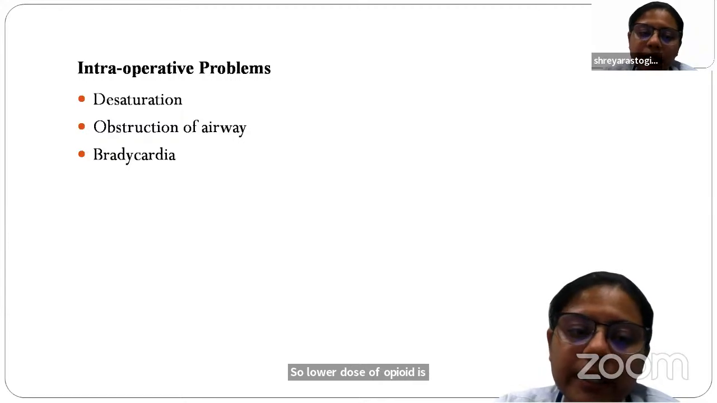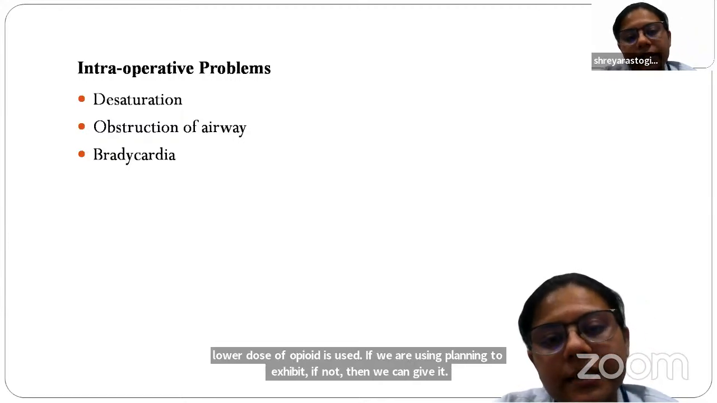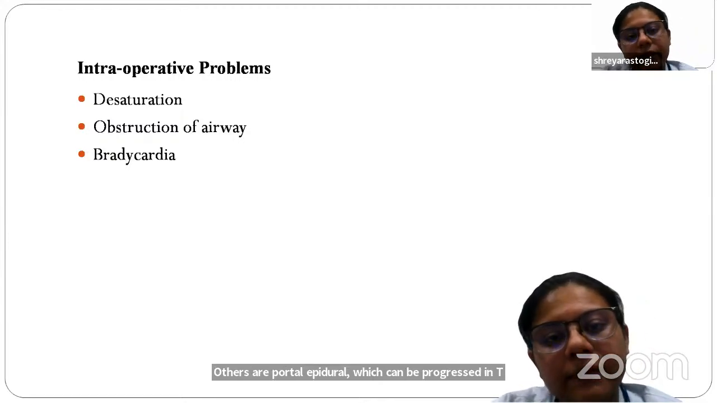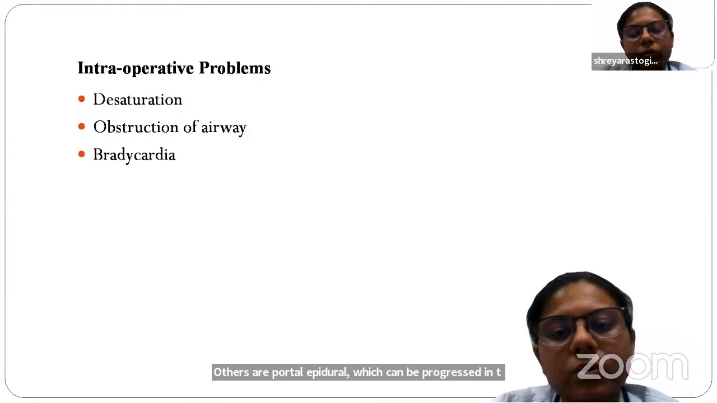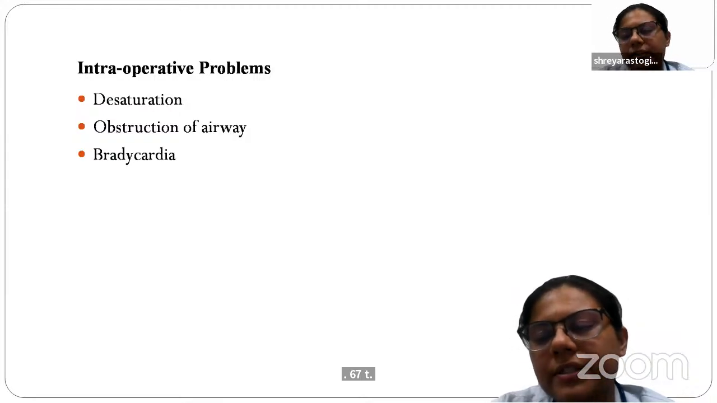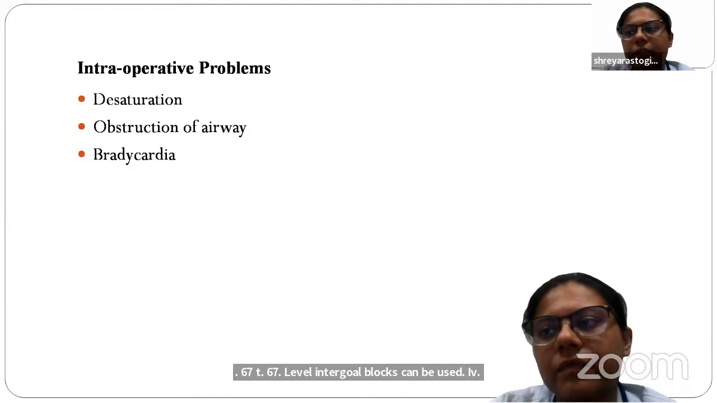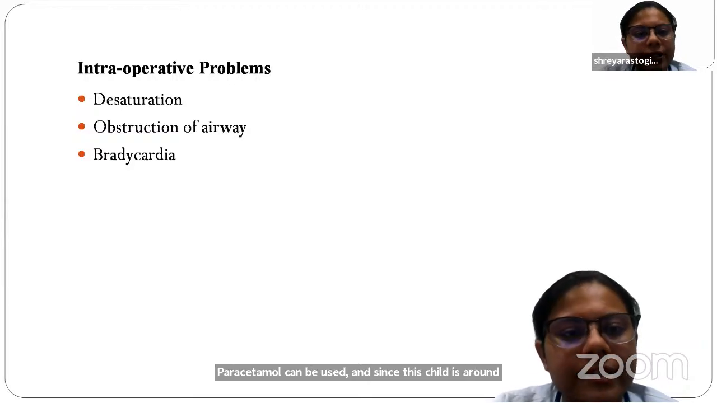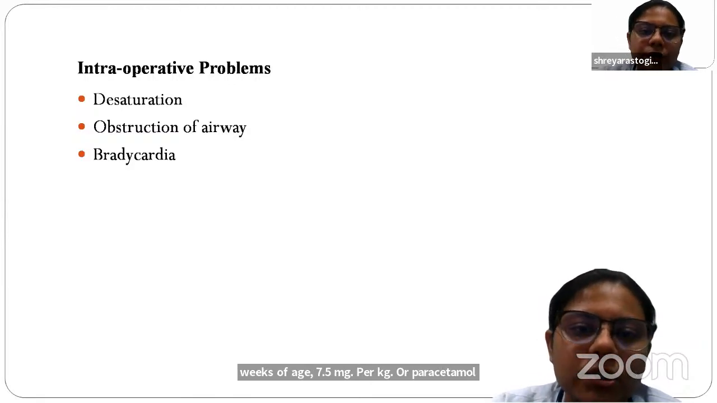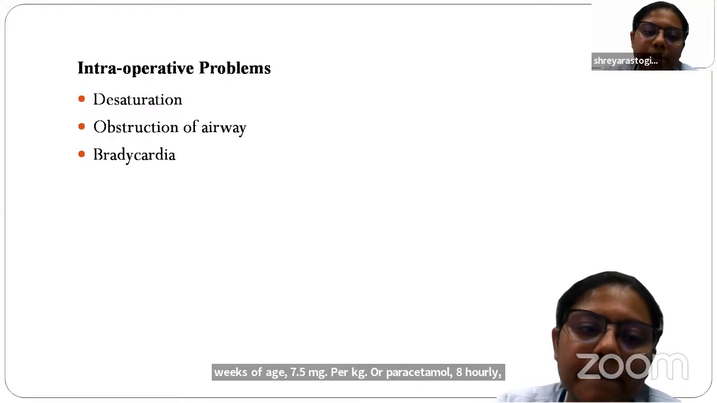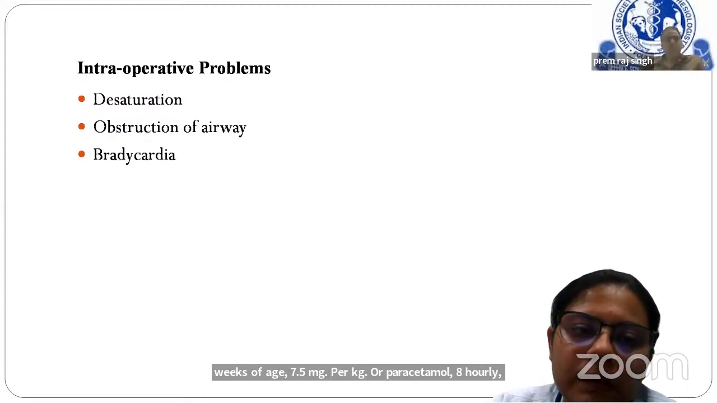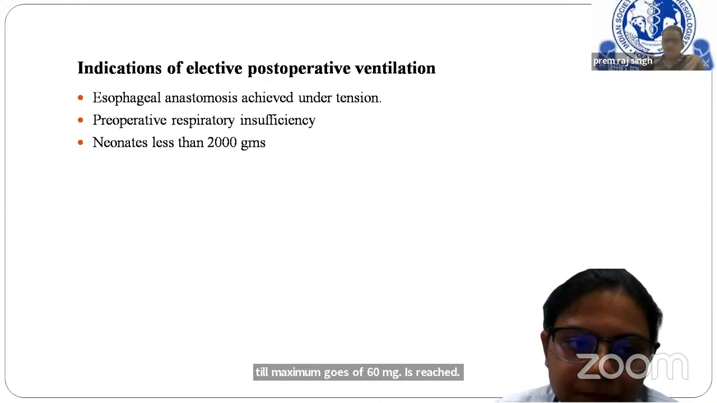Others are caudal epidural, which can be progressed till T6, T7 level. Intercostal nerve blocks can be used. IV paracetamol can be used. And since this child is around 36 weeks of age, 7.5 mg per kg of paracetamol 8 hourly till a maximum dose of 60 mg is reached, sir. Oh, good, good. So if you're planning to extubate, then it is fine.